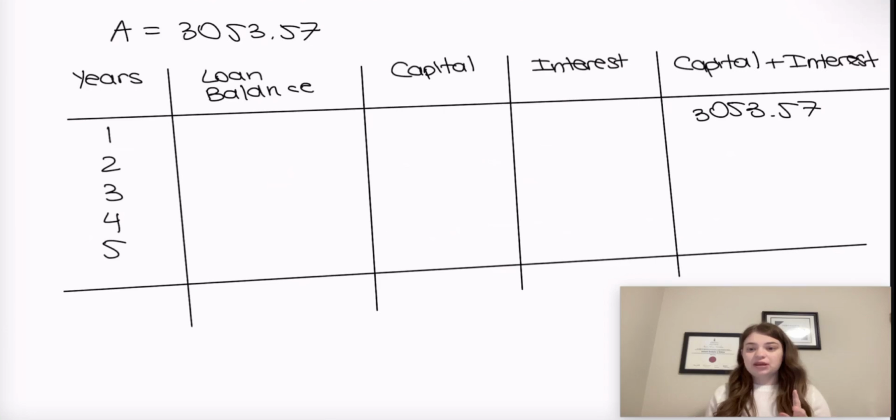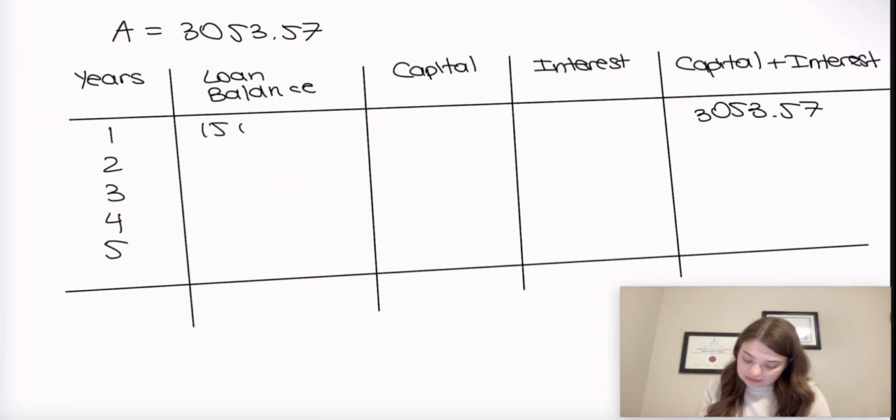Later, we'll discuss how we can figure out how much of that is capital and how much of that is interest. And keep in mind that if we know a way to find either one, we can easily find the other as well, since we know that both those together, the full payment, is $3,053.57. Also, the loan balance in the first year is $15,000 because that's given to us in the question. So that's stuff we know immediately just from looking at the question, or in the case of this $3,053.57, it's what we just calculated.